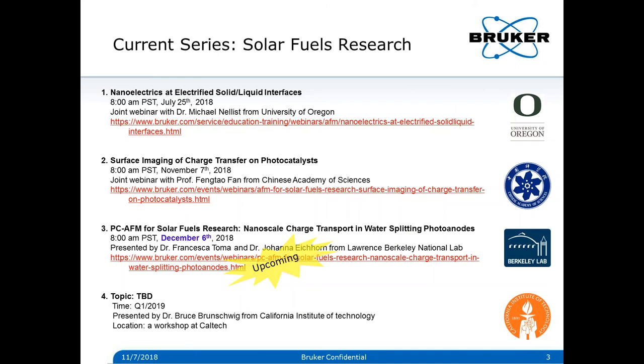on photocatalysts. And the upcoming one is about 1 month later, on December 6th, and it's going to be presented by Dr. Francesca Toma and Dr. Johanna Eichhorn from Lawrence Berkeley National Lab. They are going to present their recent work published in Nature Communications about nanoscale charge transport in water-splitting photoanodes. And of course, in the first quarter of 2019, we're going to have a workshop at Caltech with Dr. Bruce Brunschwig, and he will present some work that we collaborated on together in the past several years.